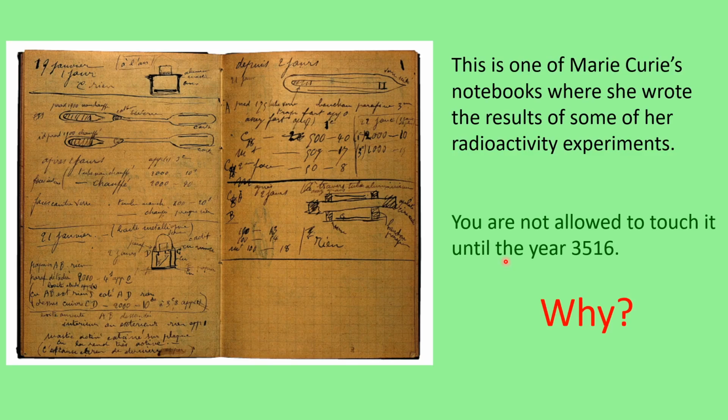Now, this is one of Marie Curie's notebooks, where she would record down some of her radioactivity experiments. Marie Curie was a physicist from the late 1800s to the early 1900s. Even though this notebook would have been written just over 100 years ago now, we're not allowed to touch it until the year 3516. This is because, obviously, when Marie Curie was handling the radioactive sources, she would then be handling this notebook, and some of that radioactive material would end up on the pages themselves.